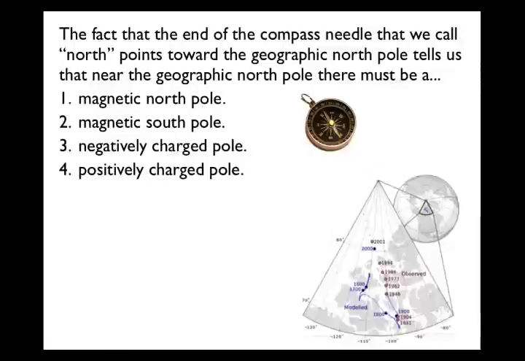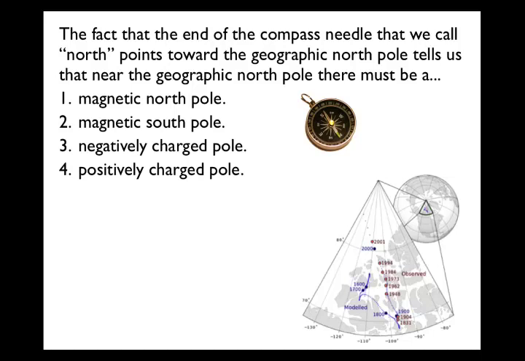The end of the compass needle that we call north points toward the geographic North Pole. And what does this tell us about the geographic North Pole of the Earth? There must be a magnetic North Pole, a magnetic South Pole, a negatively charged pole, or a positively charged pole. The correct answer is that there must be a magnetic South Pole at the geographic North Pole of the Earth.